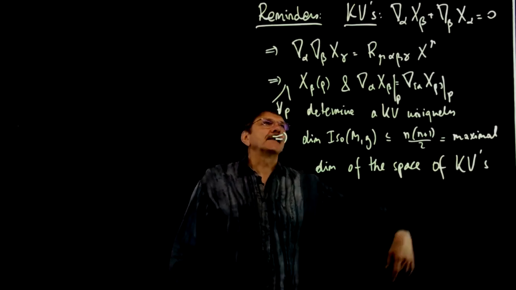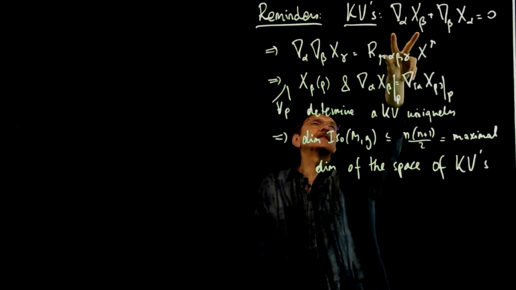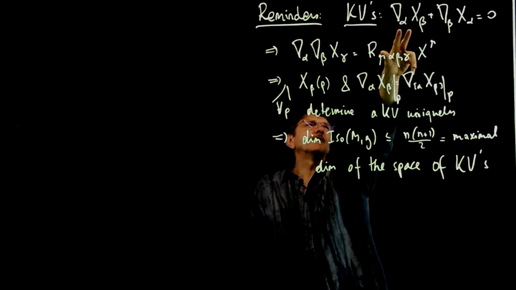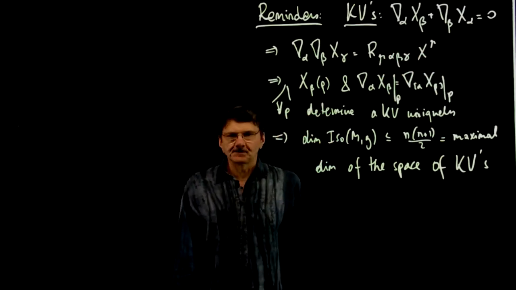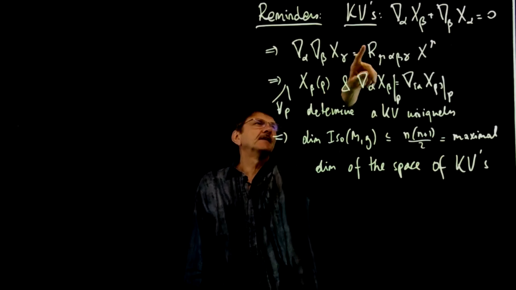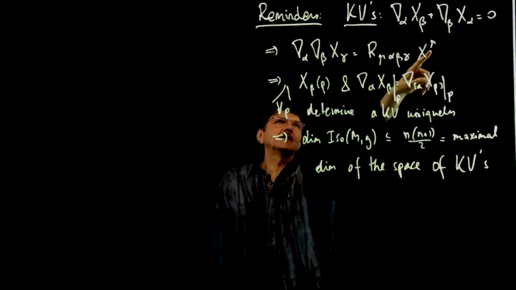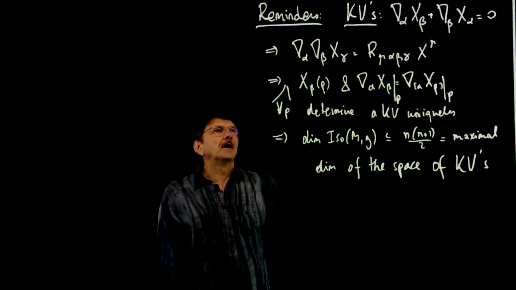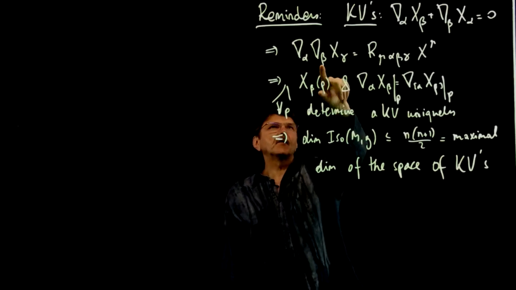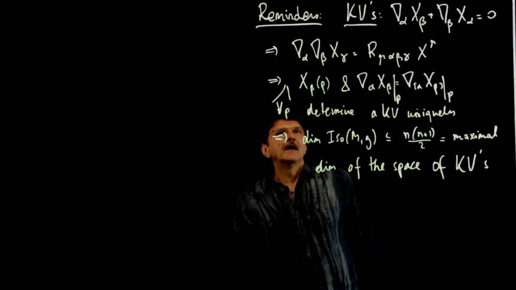So killing vectors are solutions of this set of equations. We just take the covariant derivative of a vector field, symmetrize, and this is supposed to be zero. We've seen that by differentiating this equation and manipulating it, we get this second order equation. And so this is another determined second order system of equations.